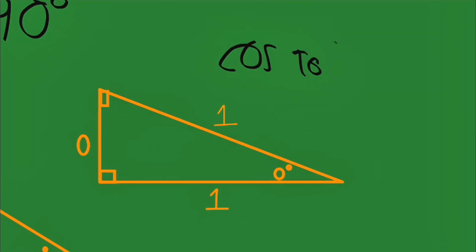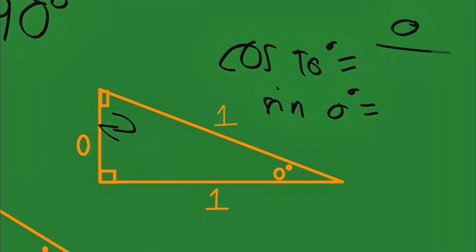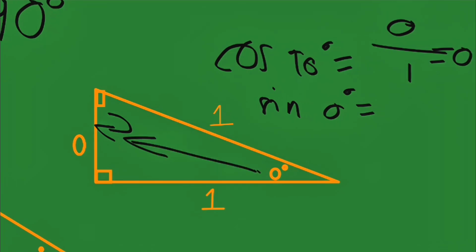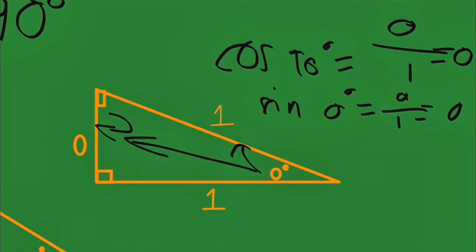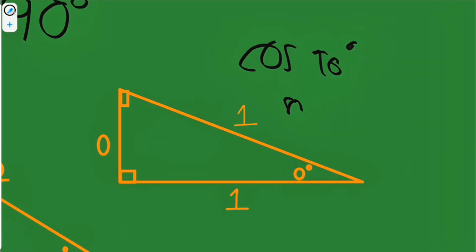Let's check cos 90 degrees and sine 0 degrees. Cos 90 degrees, this is the adjacent side right here, which is 0, right? 0 divided by the hypotenuse, which is 1. So in the end, that's going to give us 0. Sine 0 degrees is the opposite side over the hypotenuse, which is 1. So it's still going to be 0 divided by 1, which is 0. You can check them on your calculator. Those are acute special angles.